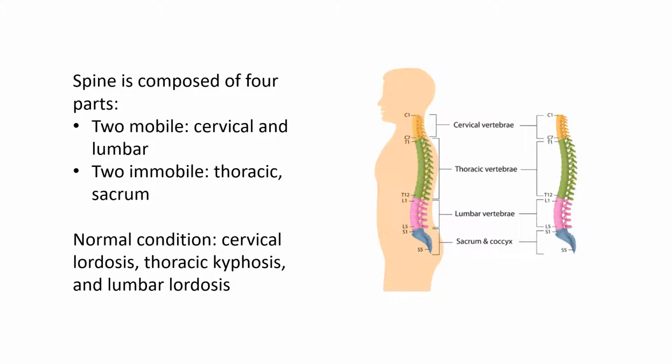So you know that our spine has 4 parts, 2 mobile parts and 2 immobile parts. The 2 mobile parts are cervical and lumbar, and the 2 immobile parts are thoracic and sacral. The sacrum is immobile because of the attachment to the pelvis, and your thoracic part is immobile because of the attachment to the thoracic cage.